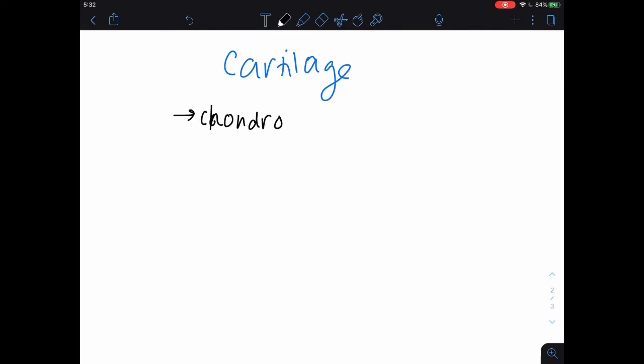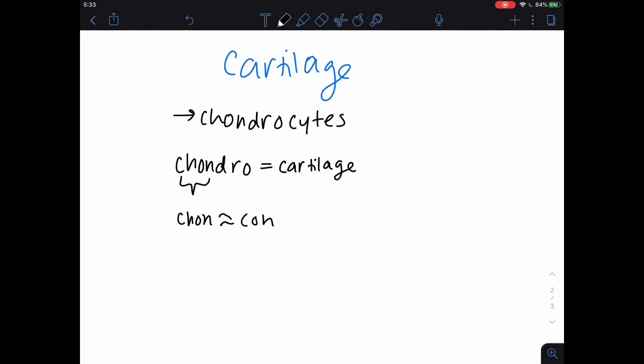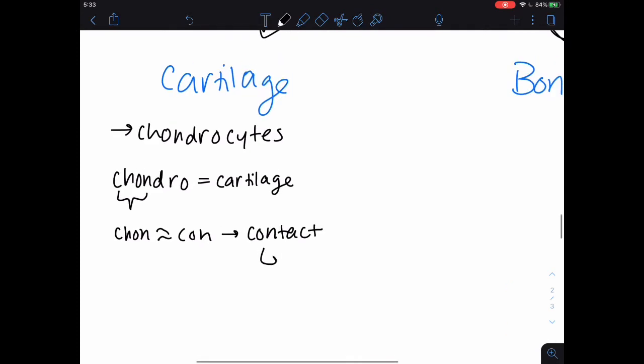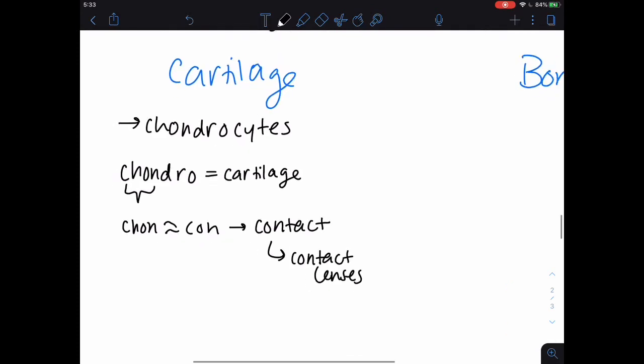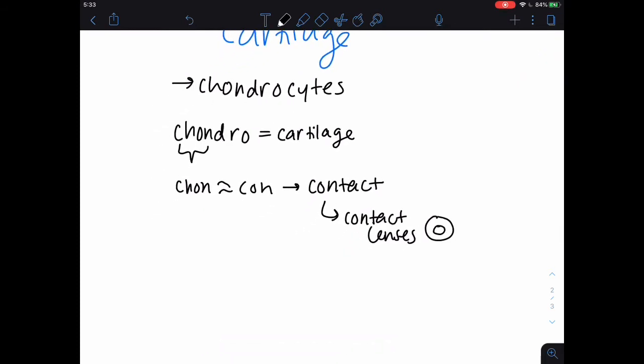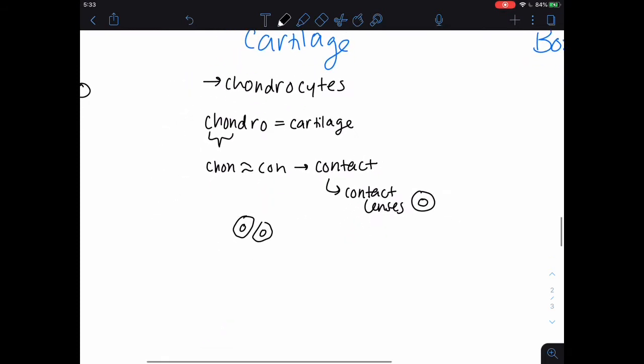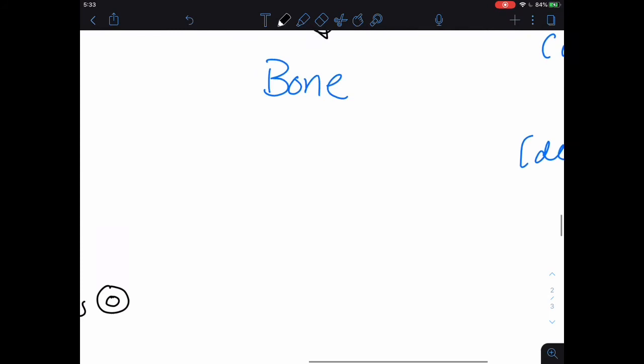Next is cartilage. Cartilage has chondrocytes. Chondro means cartilage. To remember the structure of cartilage, you can think chondro has the word con in it. Then you can think of the word contact. Then you can think of contact lenses. So you will see that the chondrocytes in the cartilage look like little contact lenses together, or like little eyes together.